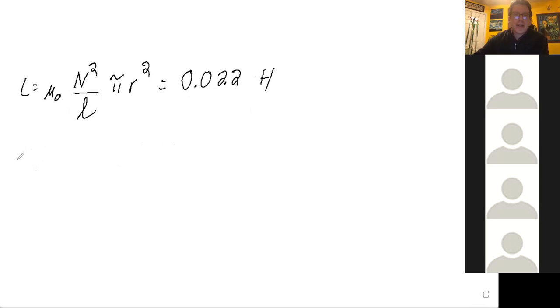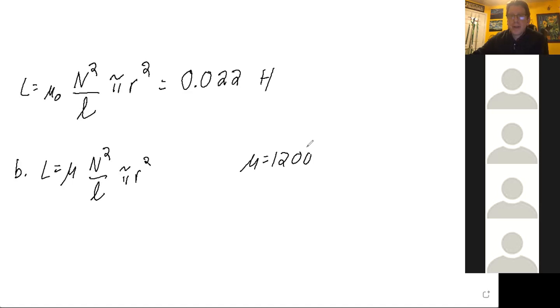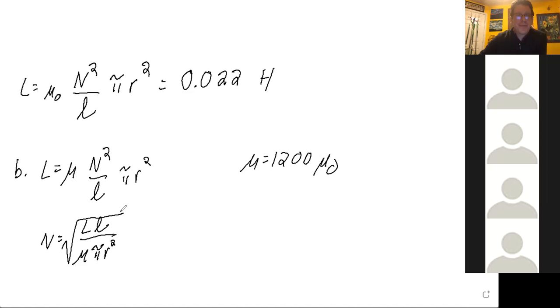Now you want to solve for the amount of turns in the solenoid required to keep the inductance the same when the permeability is increased by 1200. Right. So you're just solving for the number of turns. You use the exact same formula, but you multiply the permeability by 1200. You input the values, and the answer you get is 81 turns.